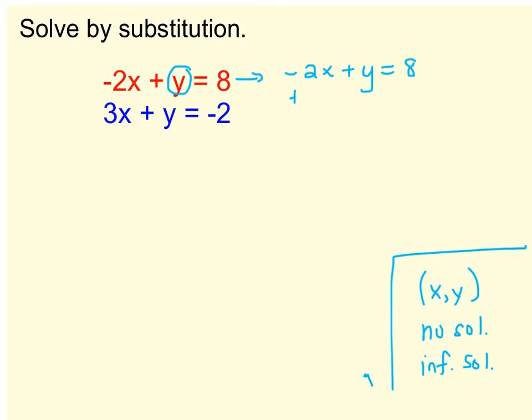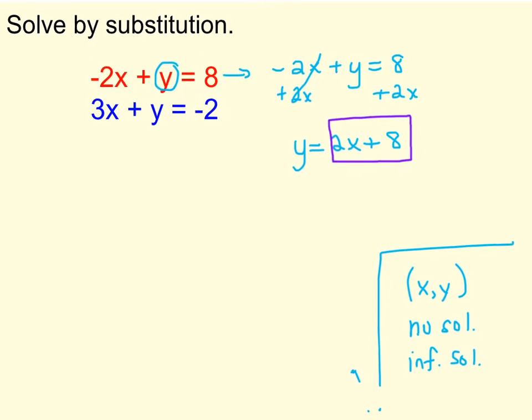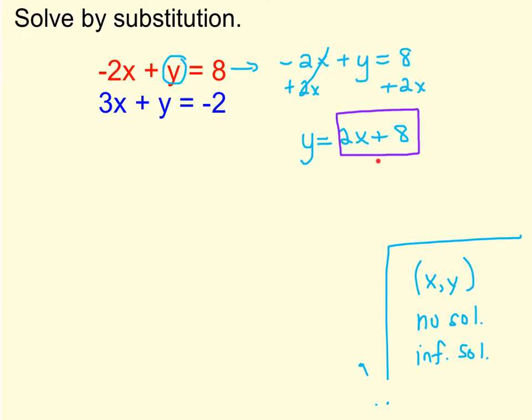So we'll add 2x to both sides. That cancels, leaving us with y equals 2x plus 8. All right, so now we have solved for our loneliest variable. What I do after I get that y equals by itself, it could be x equals, it doesn't matter which one, I put a box around this. This is a big visual thing that helps me out. So y is equal to 2x plus 8.